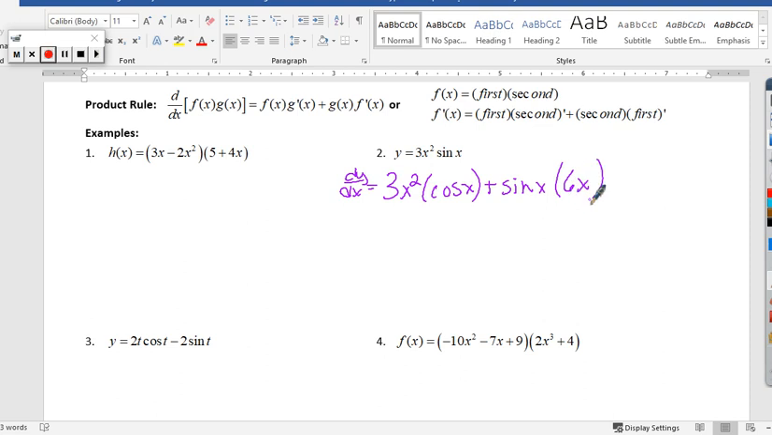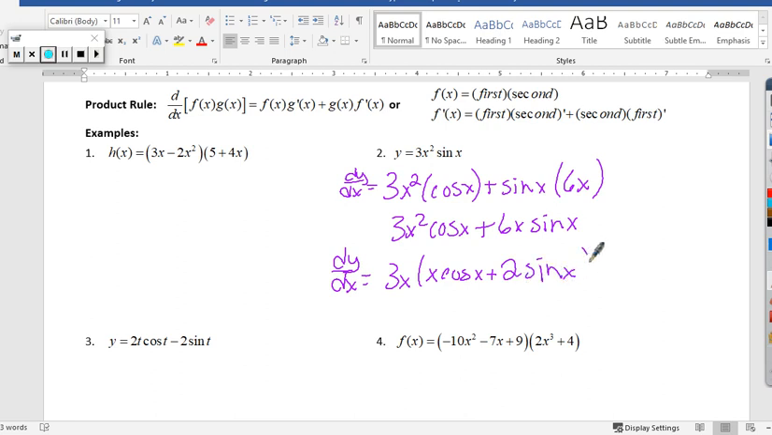So from here, I'm just going to take the parentheses down so I can see this a little bit better. This is somewhat factorable. We can take out a 3x. So dy dx is going to be 3x, leaving us with x cosine x plus 2 sine x. Okay, great. All right, so let's look at example 3 and example 4.